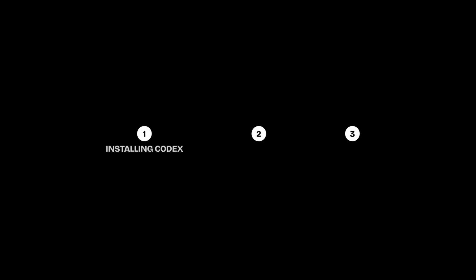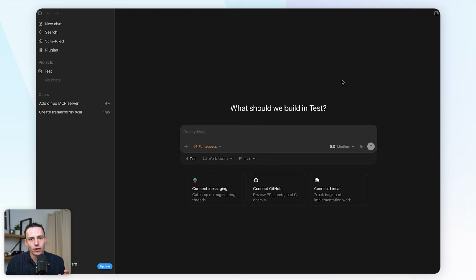So we'll get started in 3 simple steps. 1, we'll install Codex on our device. 2, we'll connect to our Framer project, so when we prompt Codex, it will make the changes directly in Framer. And 3, we'll take a close look at Codex plugins that let us integrate Framer with other tools to unlock brand new workflows.